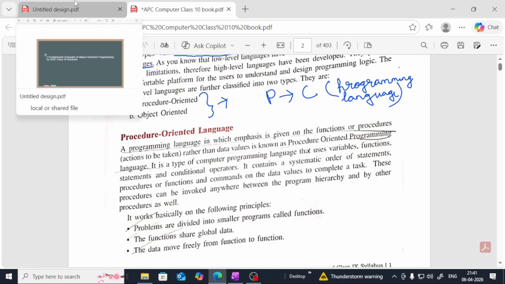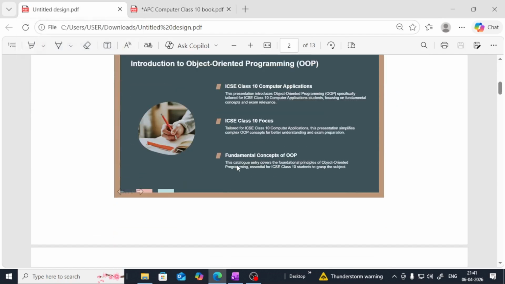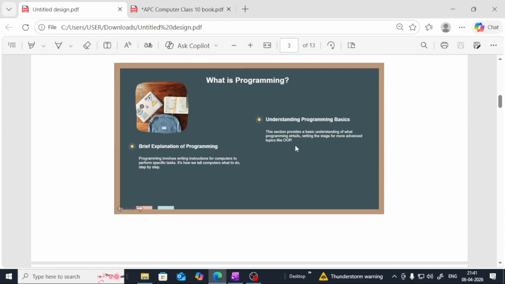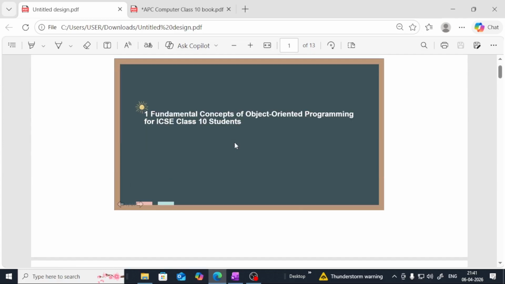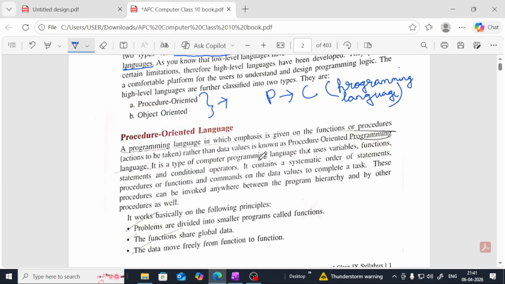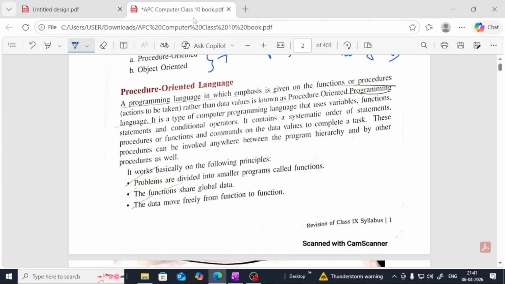Another thing I have to tell you: I made some presentation on PDF with the help of AI, just to give you short notes of the concepts. I hope this also helps. I will discuss it after I discuss the book. From here you will get 2 marks in your board examinations. Sure shot 2 marks. These 2 marks are very easy, you just have to remember the principles and all. That's it. So let's get on with the lecture.